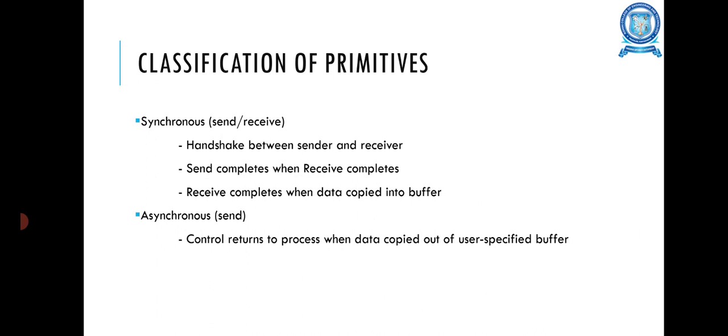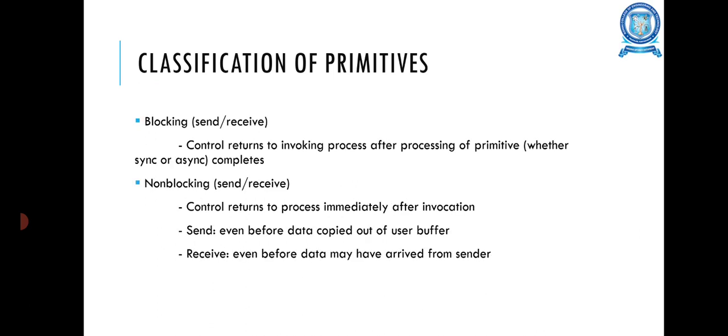Then the next one is the asynchronous primitive. Here only send, that means the control returns to the process when data is copied out of the user specified buffer. Then the next one is blocking. Blocking means here send and receive. Here the control returns to the invoking process after processing of the primitive, whether it is synchronous or asynchronous. That must complete.